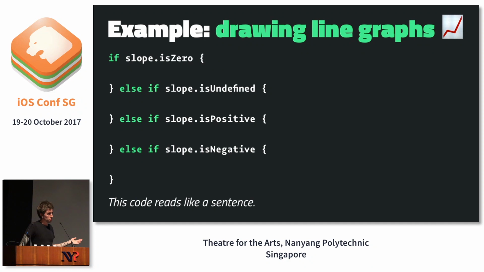And so we end up with something like this. isZero is actually defined on the floating point protocol. To me, this reads much better than using equals equals 0, or slope is less than 0, or slope is greater than 0. This code really reads like a sentence. You don't need any comments. It's very clear what's happening. And a year from now, you know what this code is trying to do.